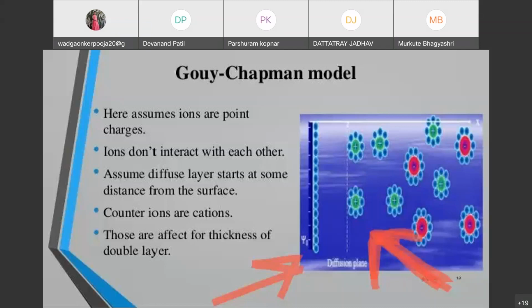Which model? Gouy-Chapman model. After this we want to learn the Stern layer, the Stern model, which we will look at later. But again, to explain the Gouy-Chapman model, I'm introducing one or two slides to clarify it. Just wait till then, I'm loading this slide. Are you guys roughly clear with what is meant by the Gouy-Chapman model?